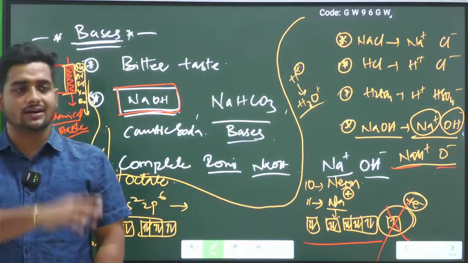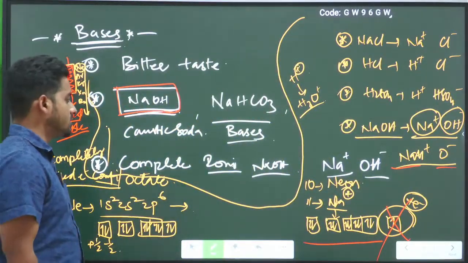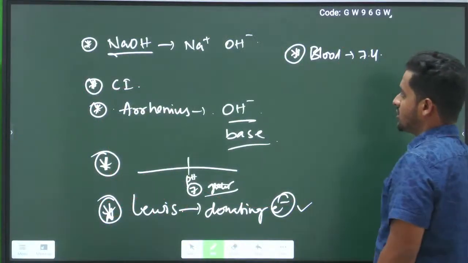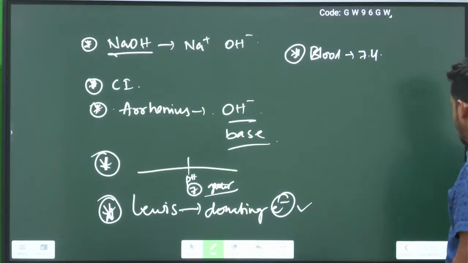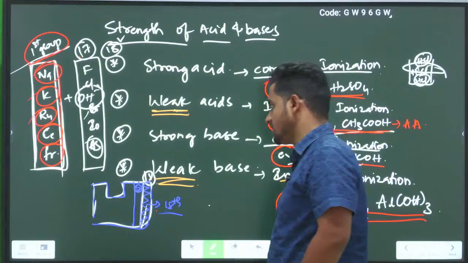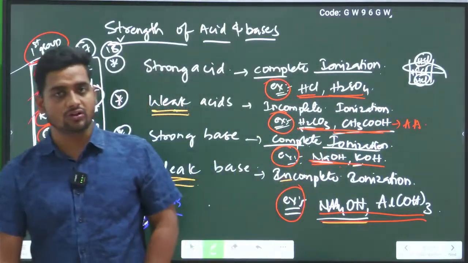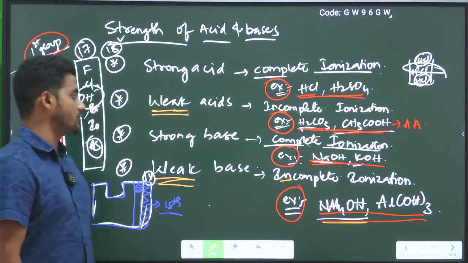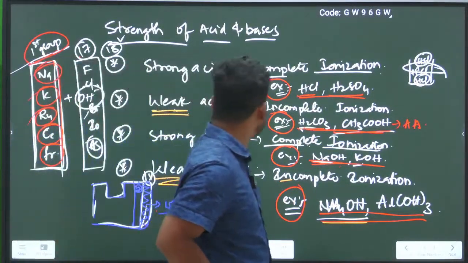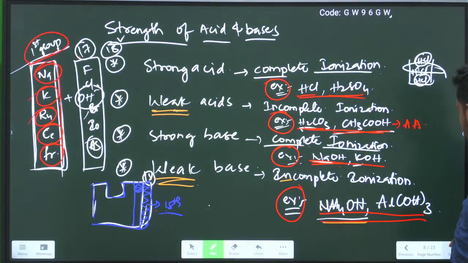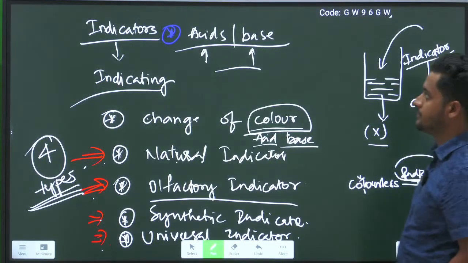To divide that ions is also very important, which you can learn in your further classes. Next is coming to NaOH, Arrhenius theory and all. And next is how you are going to determine strong acid, weak acid, strong base and weak base. Strong acid means complete ionization, like HCl, H2SO4. Weak acid means incomplete ionization. Strong base means complete ionization, and weak base means incomplete ionization. This is also important.